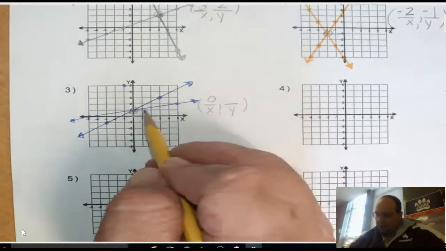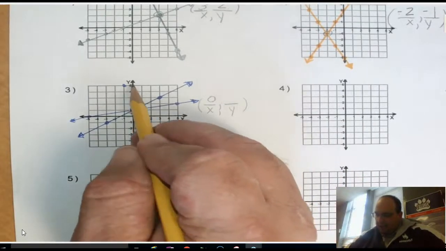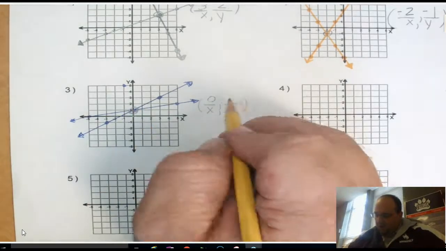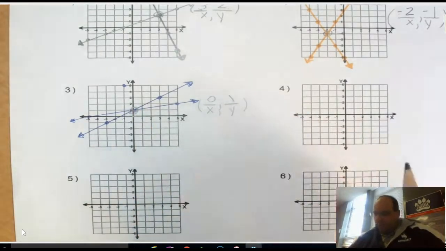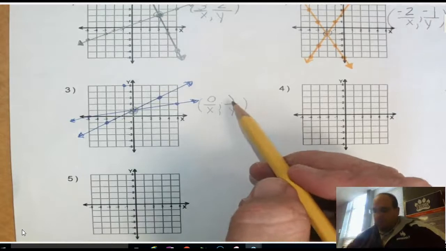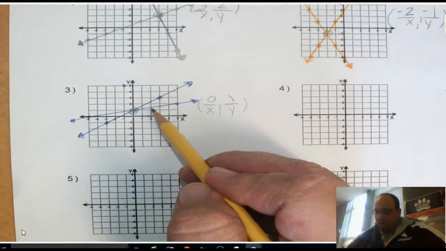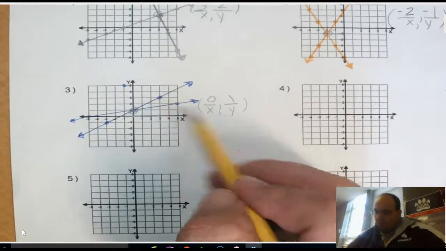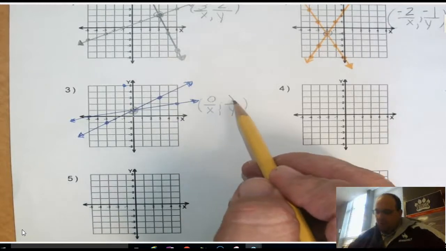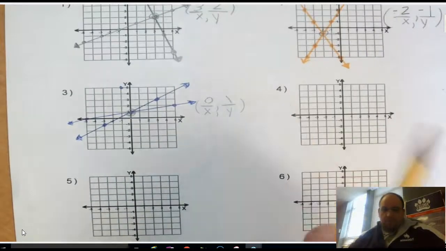So now I go ahead and look and see where that dot is on the y-axis. It is right here on 1. So I'm going to put a 1 as the y. So the solution for these two lines would be at the y-intercept, (0, 1). So (0, 1) would be my solution.